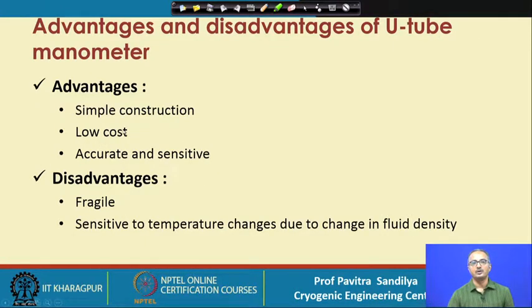Now, let us see what are the advantages and disadvantages of the U-tube manometer. In the advantages, we have that it is quite simple in its construction, it is also not very costly, and it is fairly accurate and sensitive to the pressure changes. However, the disadvantages are that it is quite fragile, because most of the times it is made from glass so that we can see through it. So, it is fragile and it is also sensitive to temperature changes due to the change in the fluid density.